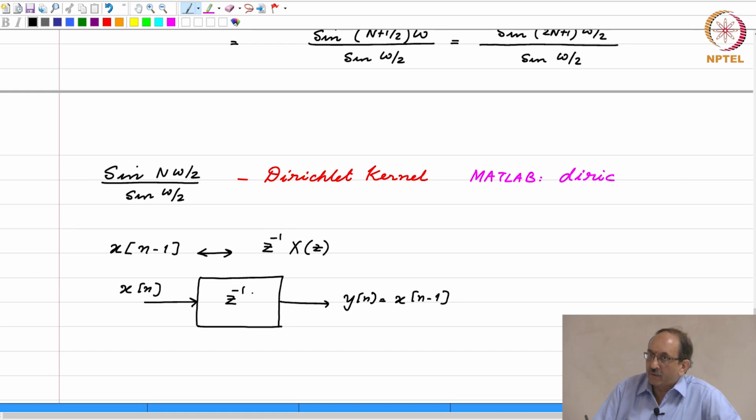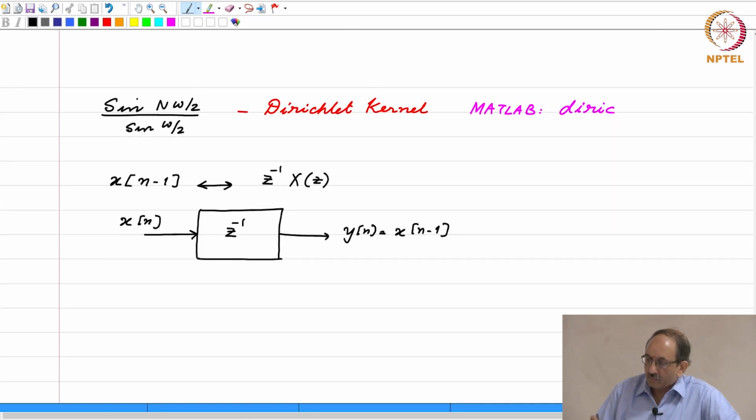Instead of z inverse, if you had z to the minus capital N, then the delay will be by capital N samples. So, if in block diagrams you see things like z inverse or z to the minus k and so on, then that stands for a delay by so many samples. And if in x of n minus n naught, n naught were negative, then this advances the input rather than delaying it. So, n naught can either be positive or negative.